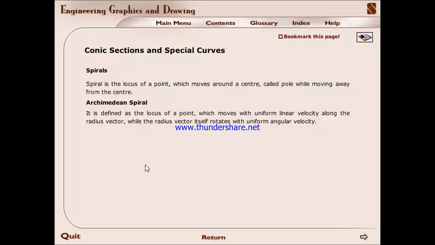A spiral is the locus of a point which moves around a fixed center called the pole while moving away from the center. Archimedean spiral is defined as the locus of a point which moves with uniform linear velocity along the radius vector, while the radius vector itself rotates with uniform angular velocity.